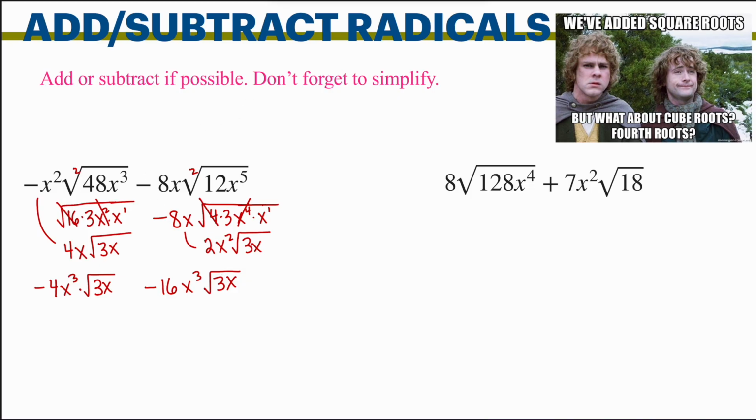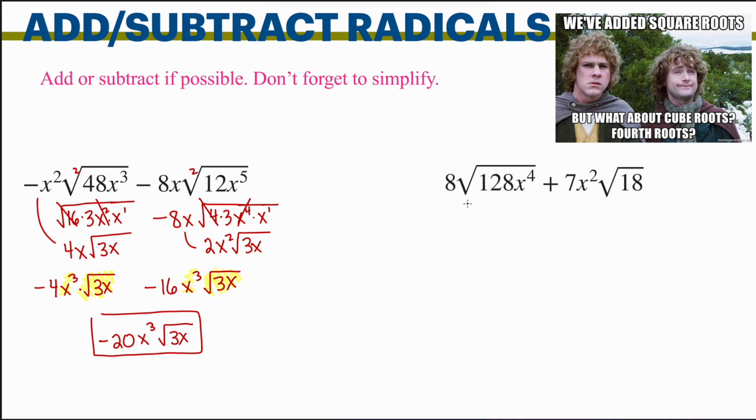And now you can look and see, okay, square root and 3x, square root and 3x. And then you can also check, this is an x cubed, this is an x cubed, which means you can completely combine them. Negative 4 minus 16 is a negative 20, x cubed, followed by the square root of 3x.